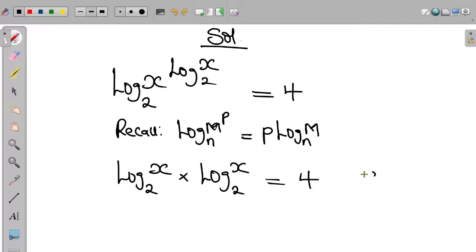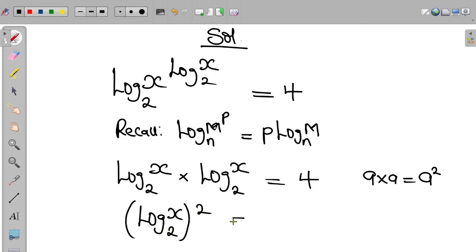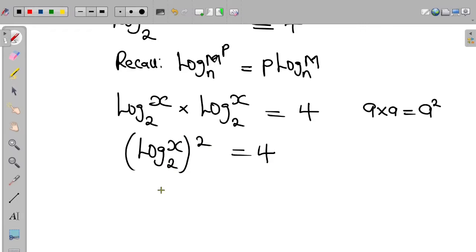Also recall that a times a is equal to a squared. So therefore, log x in base 2 times log x in base 2 is giving us log x in base 2, all squared, equal to 4. Now at this point, let's take the root of both sides.